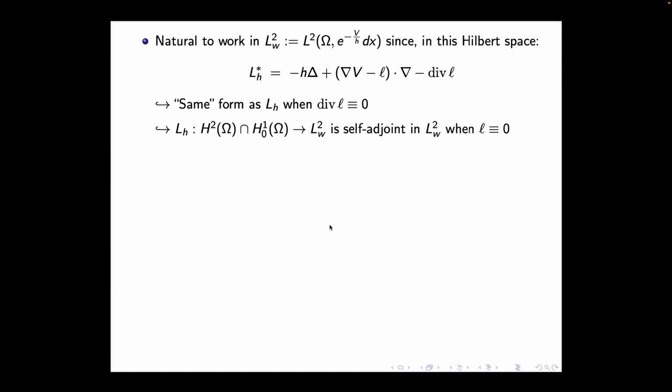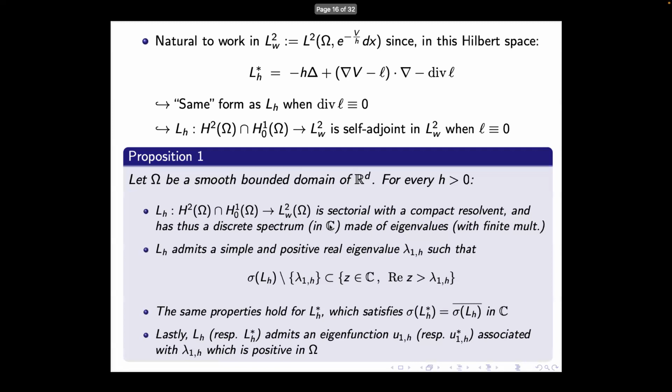Moreover, when L is zero, the operator L_h acting on the Sobolev space H²(Ω) intersected with H¹₀, the Sobolev space with zero Dirichlet boundary condition, with values in the weighted L², is a self-adjoint operator in the weighted L² space. It's for this reason that it's easier when L is zero: we have a self-adjoint operator, and so it's really easier to make the analysis using known results on self-adjoint operators. And so in this context, here is the first result of functional analysis, which permits us to make a deeper analysis.